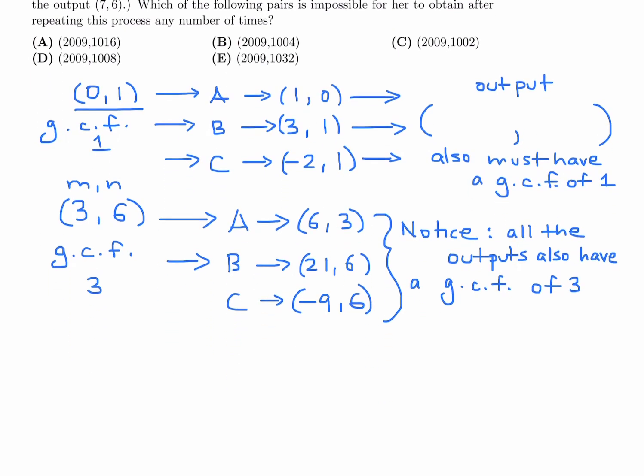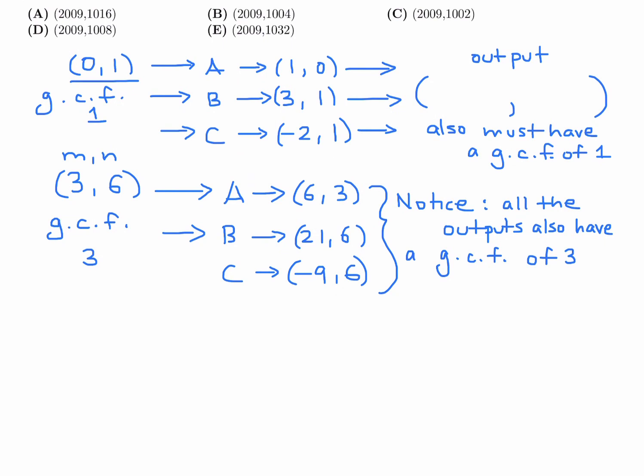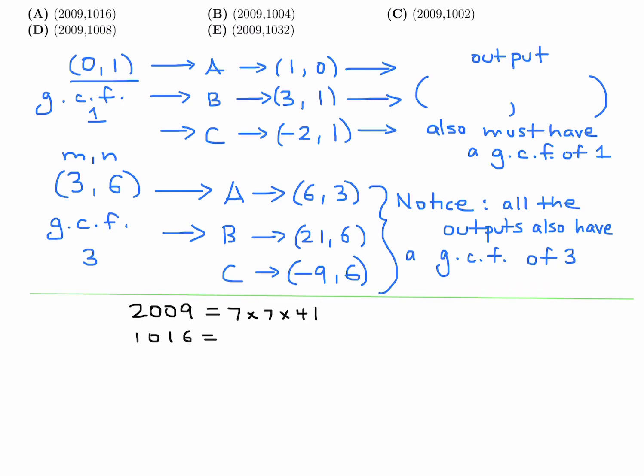To do that, we've got to look at each number. Fortunately, there's not too many. There's only 5 plus 1, 6 numbers we have to look at. The first one, 2009, if we break that up into prime factors, is 7 times 7 times 41. The next one is 1016, and that is 2 times 2 times 2 times 127. These are the prime factors. Next one is 1004. That is 2 times 2 times 251 as its prime factors.